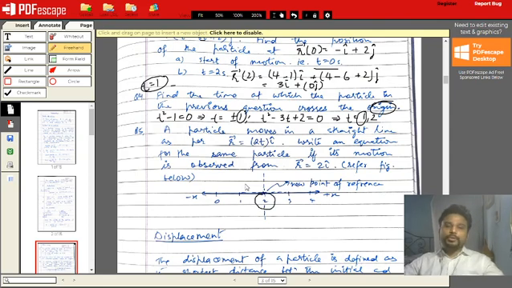This is going to be our new frame of reference. So from this we want to study what is the position of the particle with respect to the i cap.